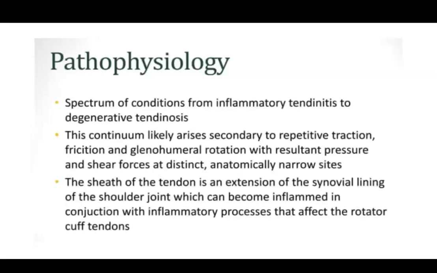The spectrum of conditions from inflammatory tendinitis to degenerative tendinosis likely arises secondary to repetitive traction, friction, and rotation, as well as shear forces acting on this particular tendon. Diabetes is one of the main causes which leads to tendon attrition and further aggravates this insult to injury. The sheath of the tendon is an extension of the synovial lining of the shoulder joint, which can become inflamed in conjunction, causing tenosynovitis. The most common presentation is tenderness at the bicipital groove.